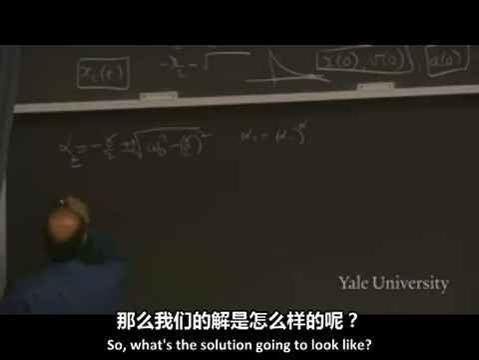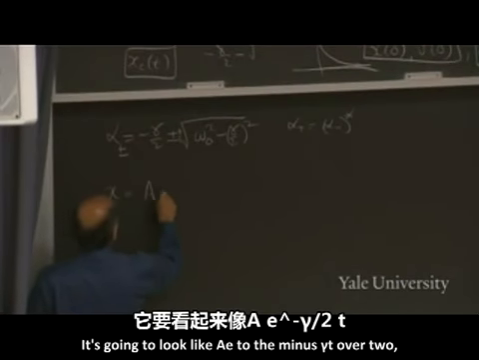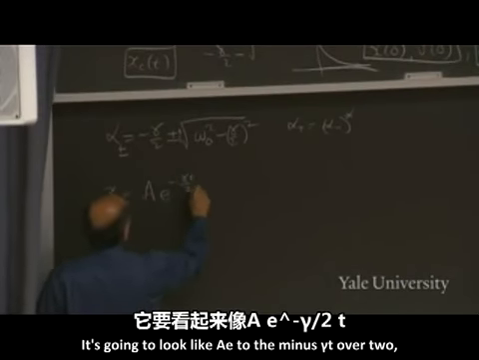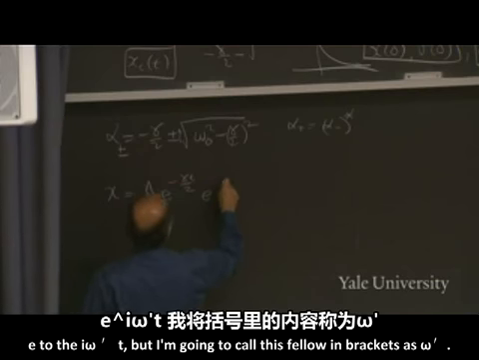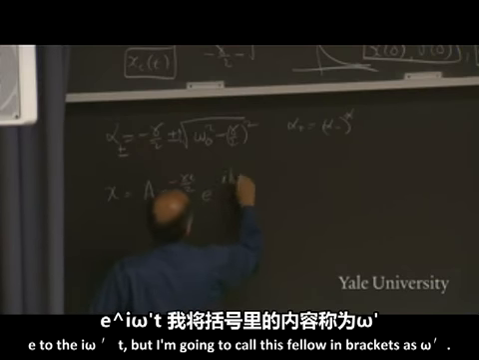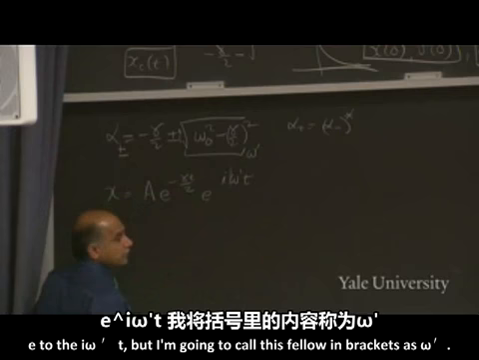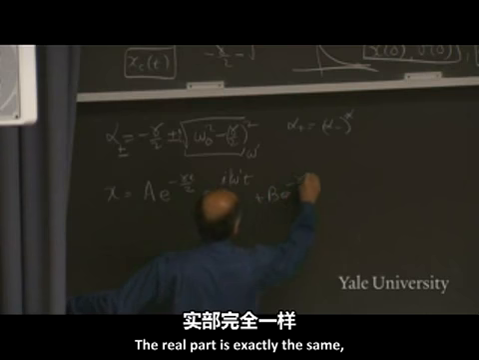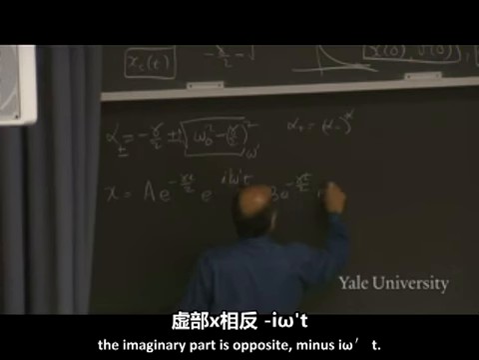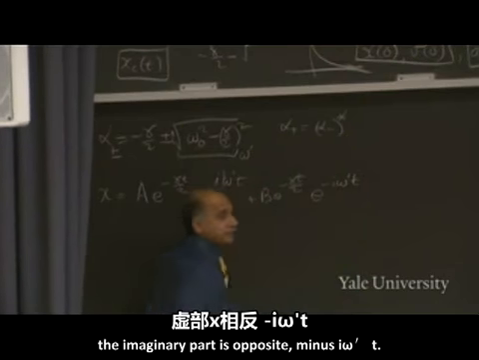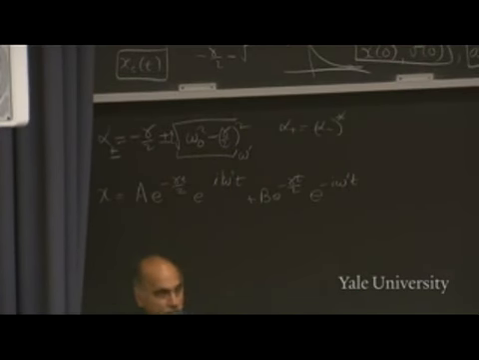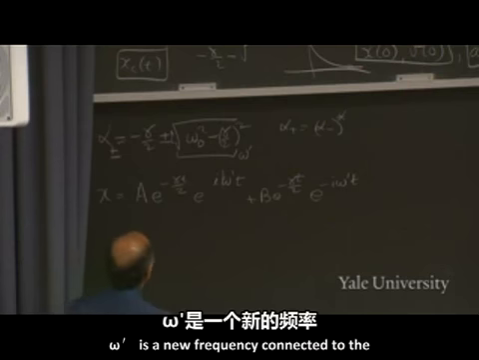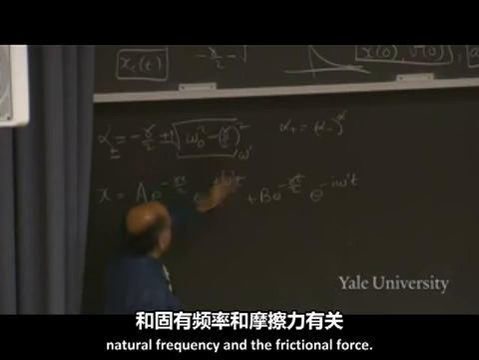So what's the solution going to look like? It's going to look like A e to the minus gamma t over 2 e to the i omega prime t, but I'm going to call this fellow in brackets as omega prime. Then there's the second solution. The real part is exactly the same. Imaginary part is opposite, minus i omega prime t. Omega prime is a new frequency connected to the natural frequency and the frictional force.